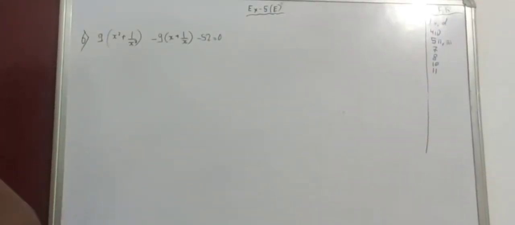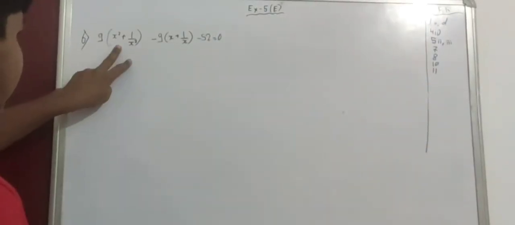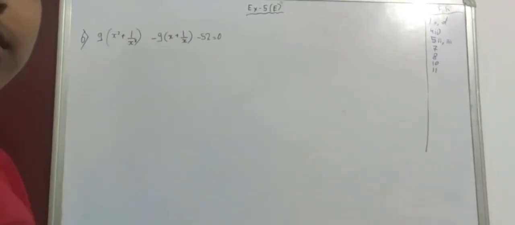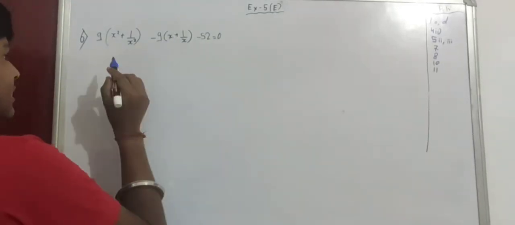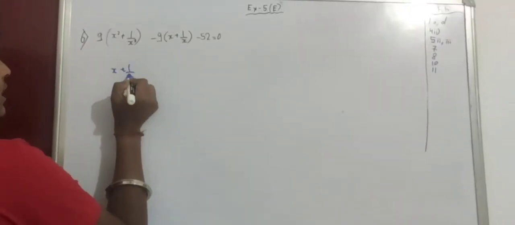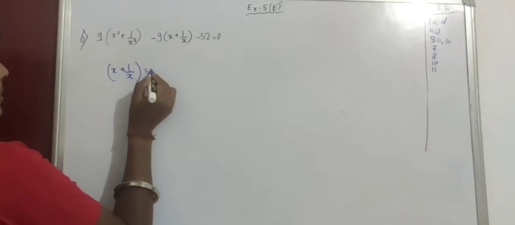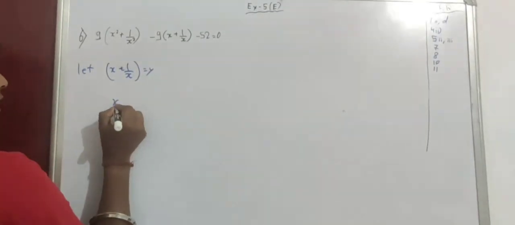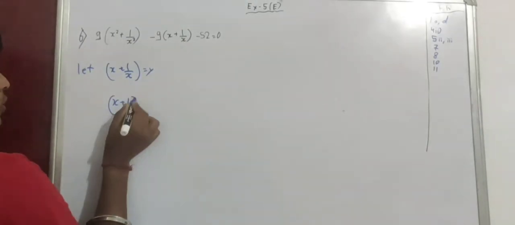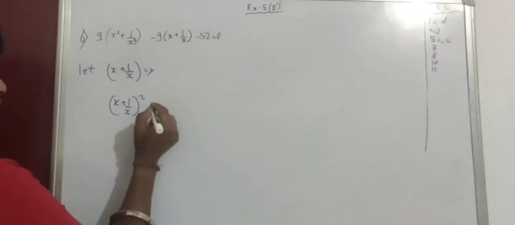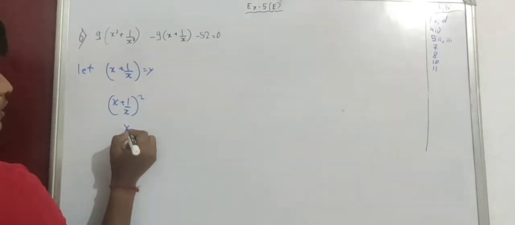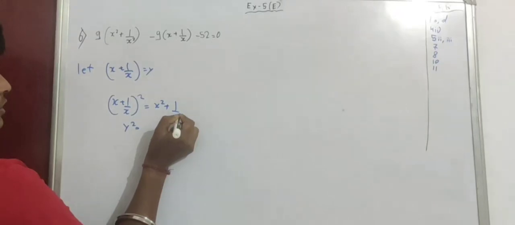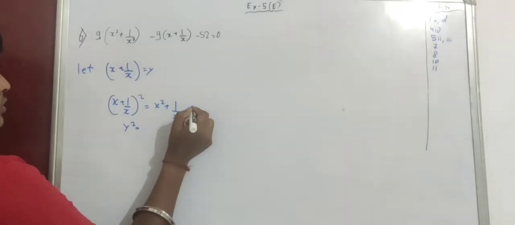So let's solve this. You can see that x square plus 1 by x square and x plus 1 by x are identities of the same kind, meaning related. So take the smaller part: let x plus 1 by x be y. If we do this, then x plus 1 by x whole square, that means y whole square, is equal to x square plus 1 by x square plus 2.